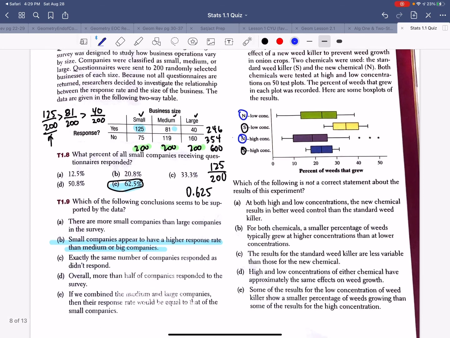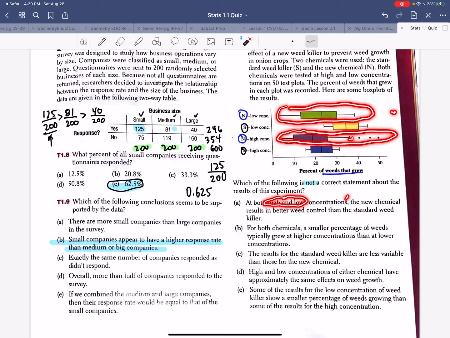Okay. So we put weed killer on so that weeds don't grow. So it looks like this one had the most weeds, although this one had a couple of crops that had lots of weeds. This one looks rather low. So as we look at each of these questions, we have to be careful because it says which one is not correct. Okay, so it says both at high and low concentrations, the new chemical resulted in better weed control than the standard weed killer.